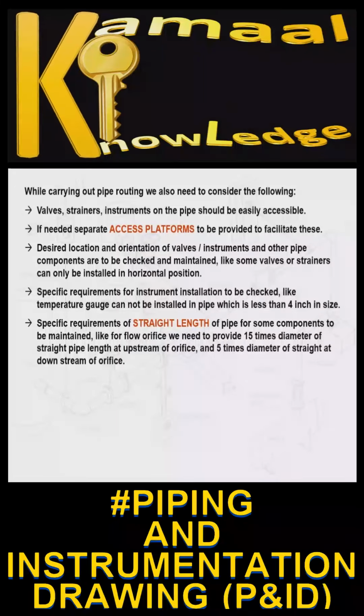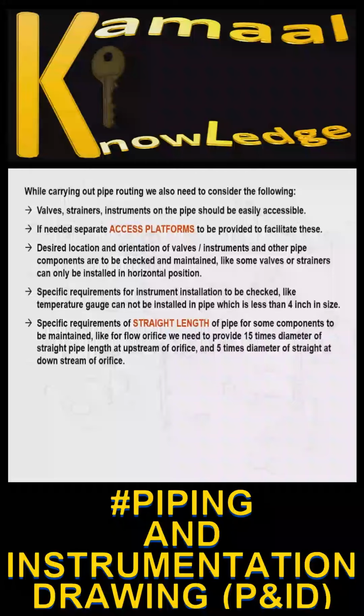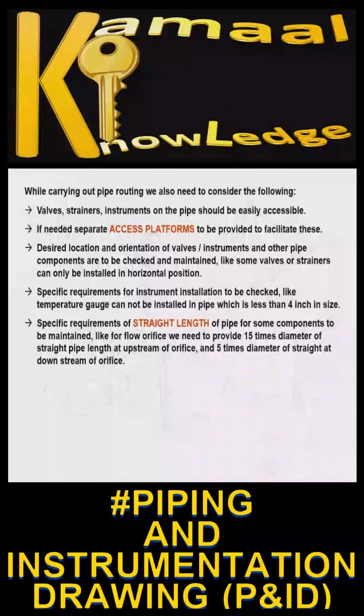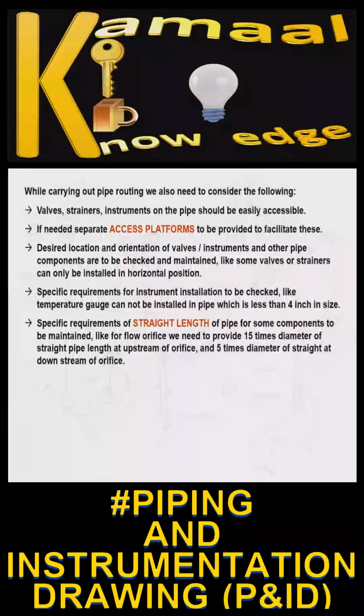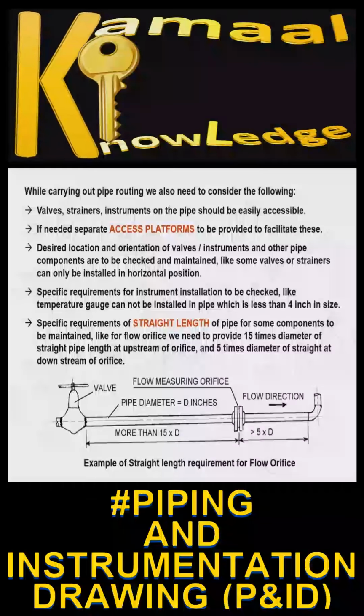Specific requirements for instrument installation are to be checked, like a temperature gauge cannot be installed in a pipe which is less than 4 inch in size. Specific requirements of straight length of pipe for some components are to be maintained, like for a flow orifice we need to provide 15 times diameter of straight pipe length at upstream of the orifice, and 5 times diameter of straight pipe length at downstream of the orifice. Example of straight length requirement for flow orifice.